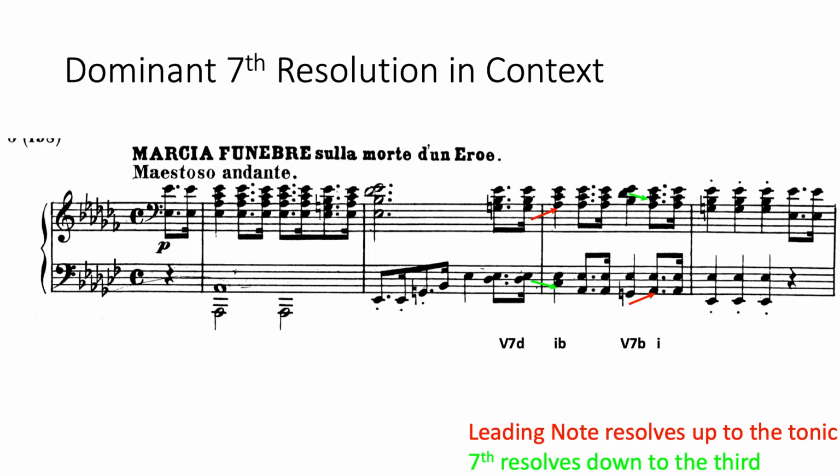Just so you're aware, this piece is in A flat minor. It's a very, very uncommon key, but I wouldn't necessarily be worried about it. It doesn't affect the way we think about our dominant 7th chords. So fear not the many flats in the key signature. We'll just focus on these chord progressions here.